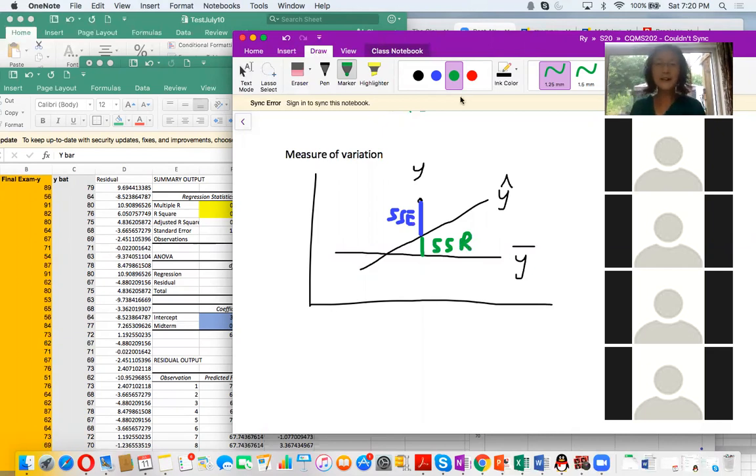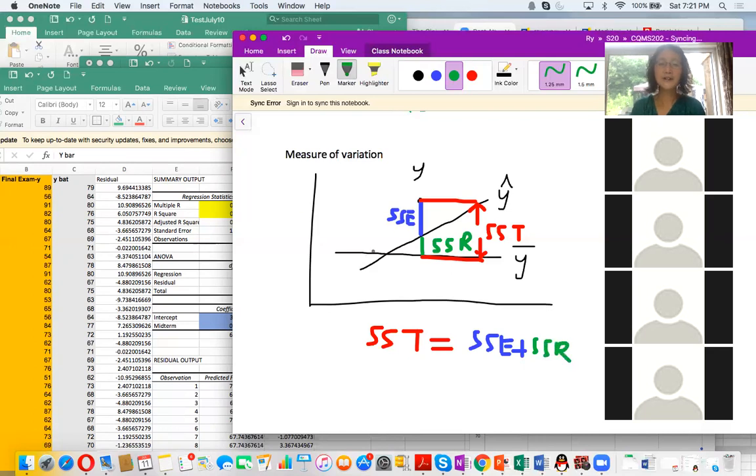Okay, so finally you have SST from here to here. That is your SST. As you can see from this diagram, SST equals SSE plus SSR. So this is the graphical representation of measure of variation.